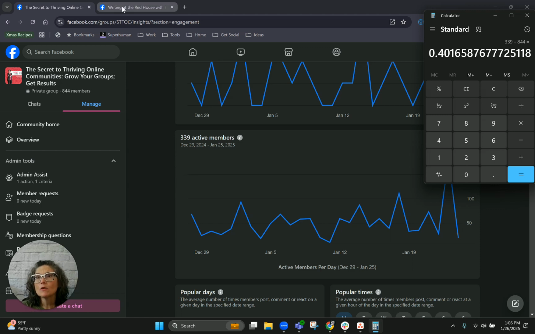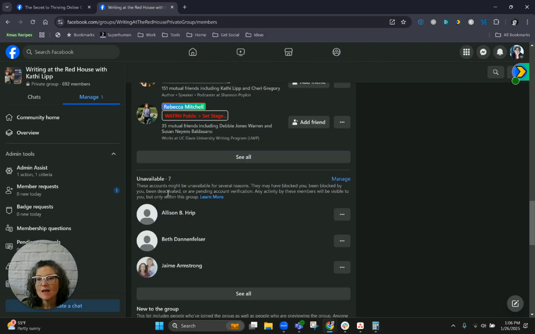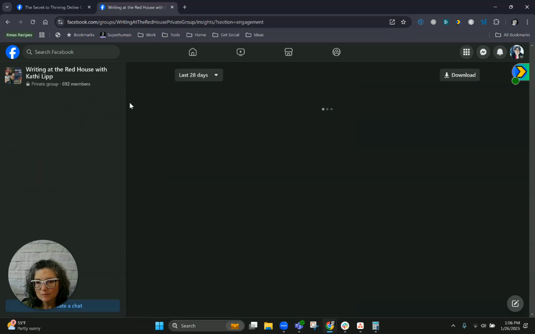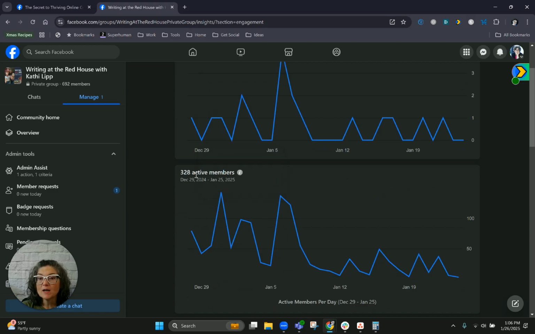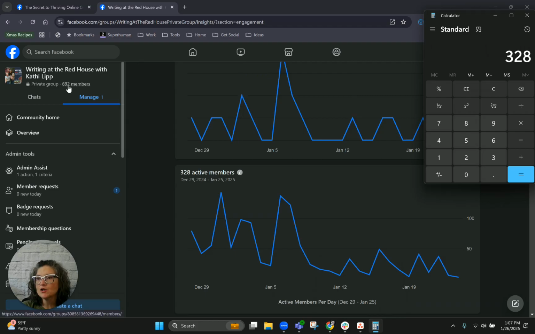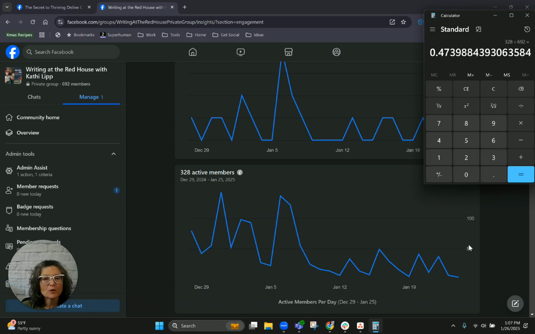So going over to this other group I was showing you, it has 7 inactive members, 7 disabled accounts. It is showing 692 as the total members. So if I went to this group's engagement, okay, so 328 active members in the last month, divided by its published members. I did that wrong. So 328 divided by 692, and that gives me an engagement rate of like 47%. We'll just leave it at the whole number.